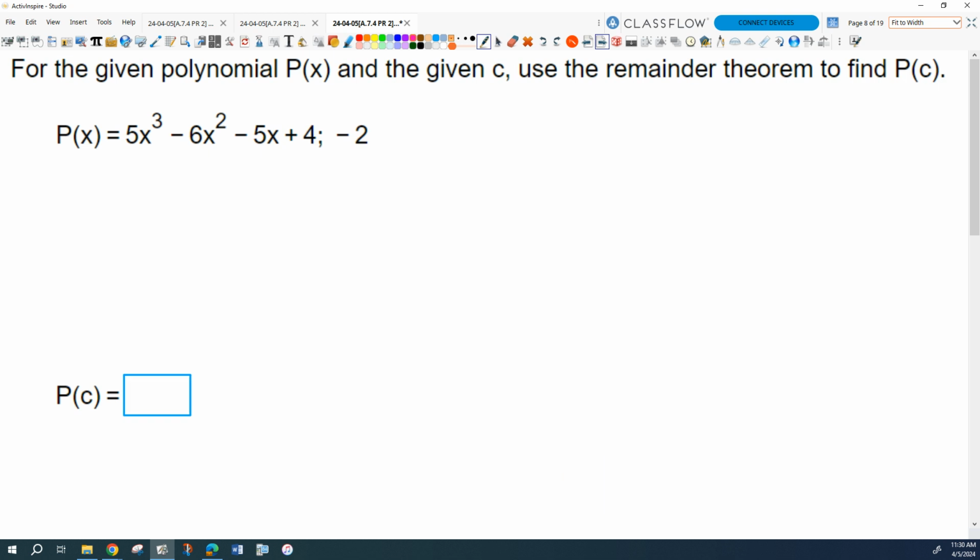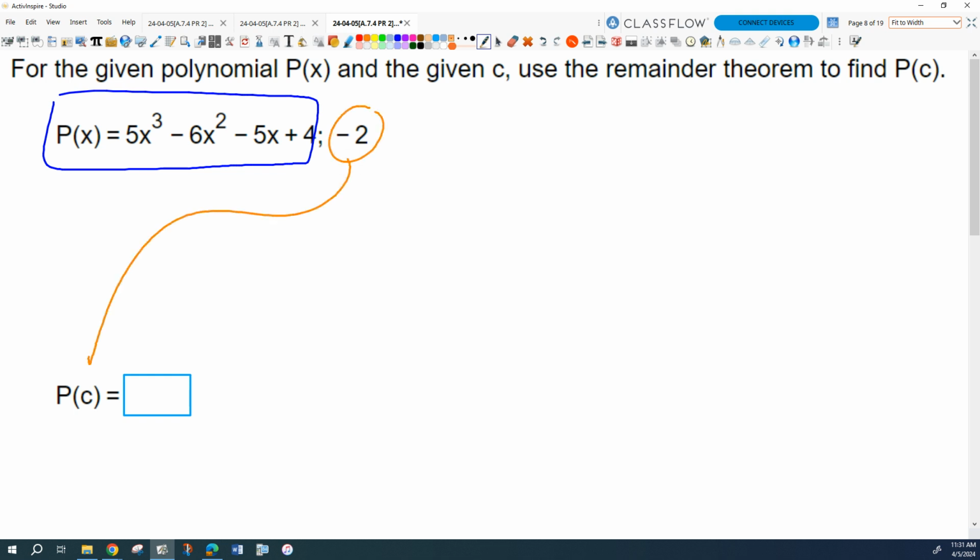So you guys try one of these. I want you to do one where here's your polynomial, here's p of x. You're going to plug negative 2 into the function using synthetic substitution.